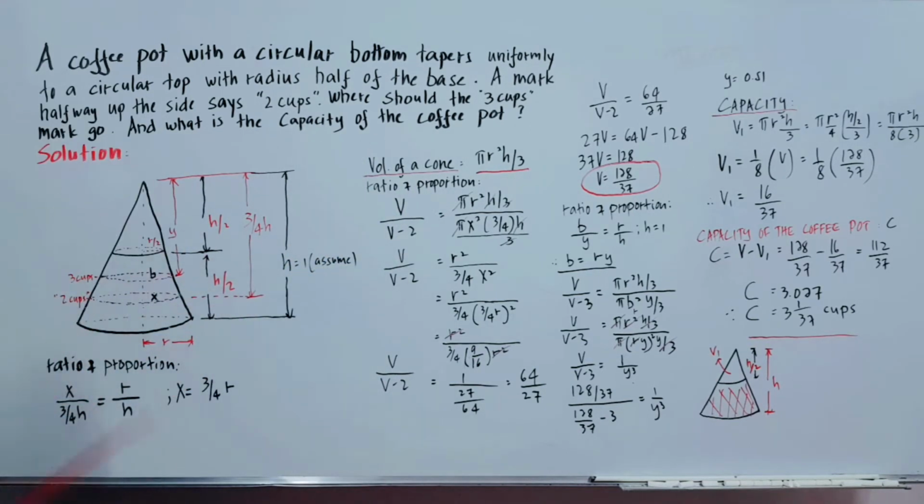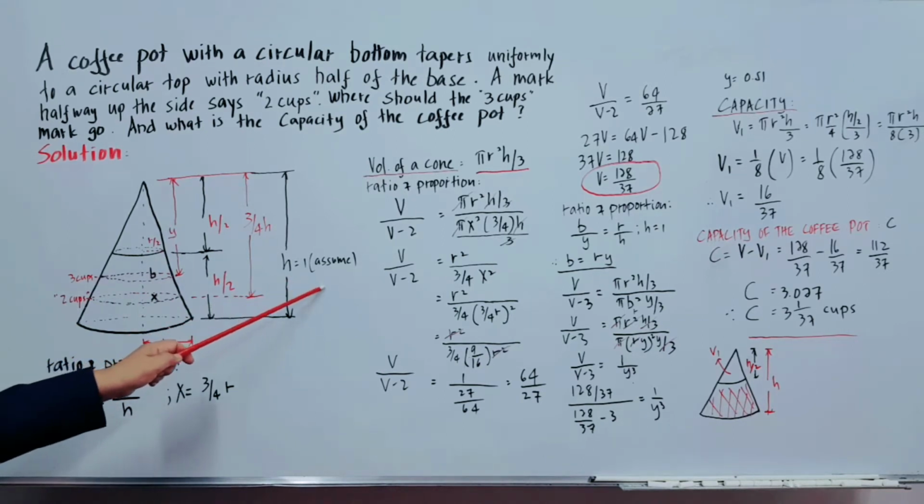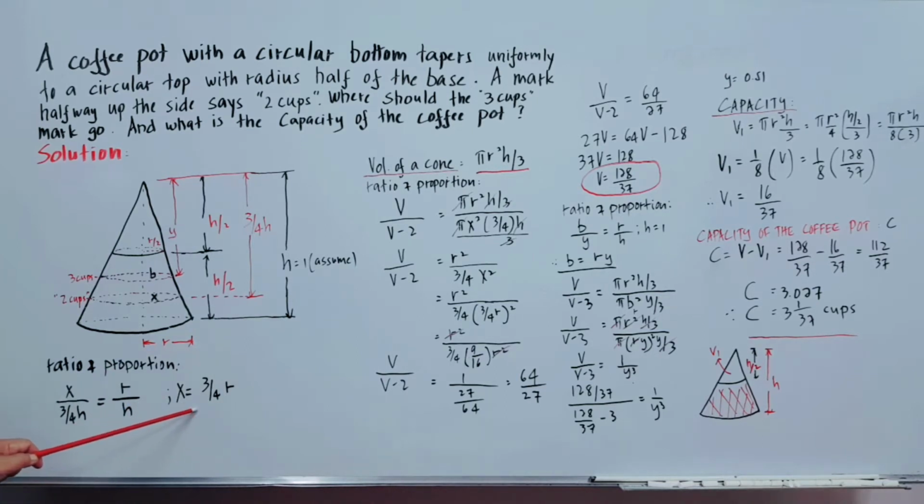So using ratio and proportion, we can solve for x, which is the radius of where the 2 cups is marked. We find the radius of this one by using ratio and proportion. X over the height, which is 3/4 of h, is equal to r, which is the radius of the whole coffee pot, over the height, which is equal to h. Therefore, because we assume that h is equal to 1, x is equal to 3/4 r. So this is the radius where there is a 2 cups mark.